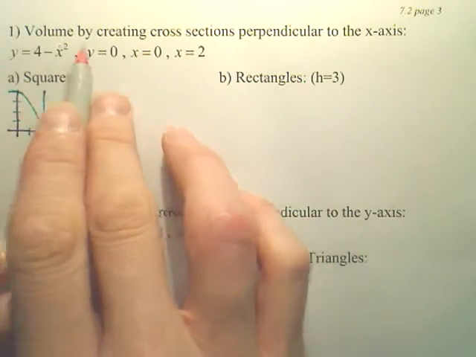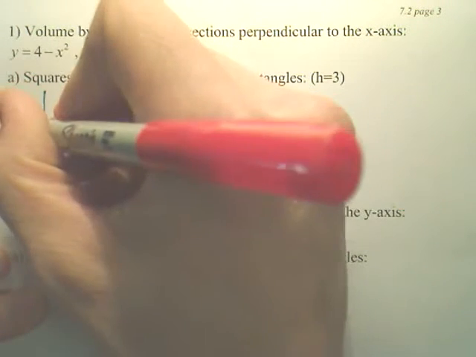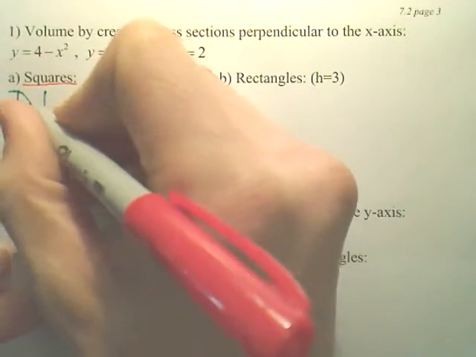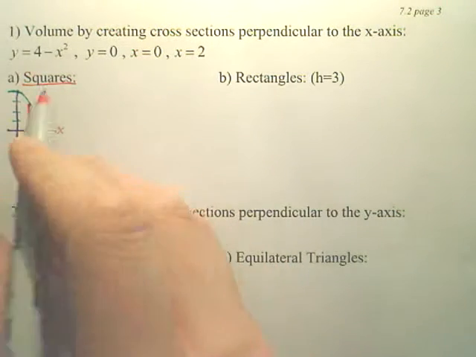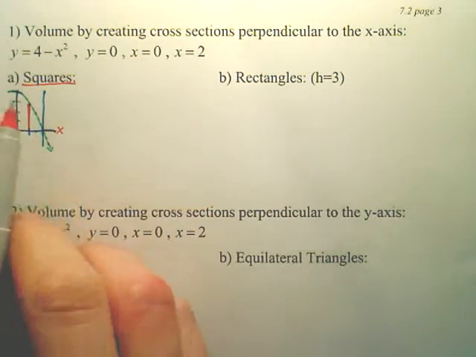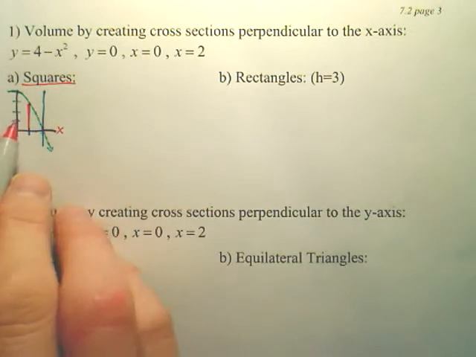We're going to make volume, creating cross sections perpendicular to the x-axis. So we're going to make little squares, and this segment is perpendicular to the x-axis. This is the x-axis. So we're making little squares that are going to come off this page, and the squares are perpendicular to this x-axis. So you're going to have a whole bunch of squares.